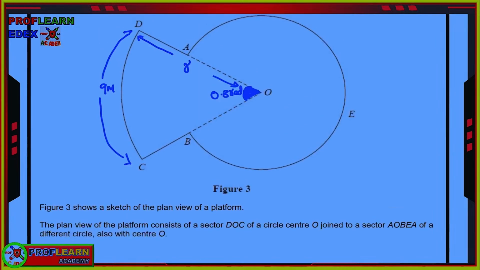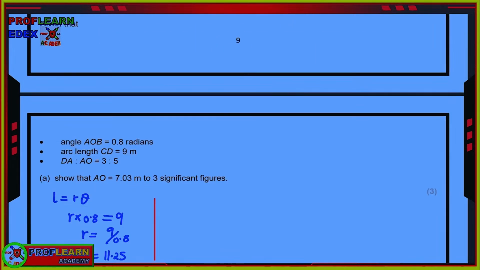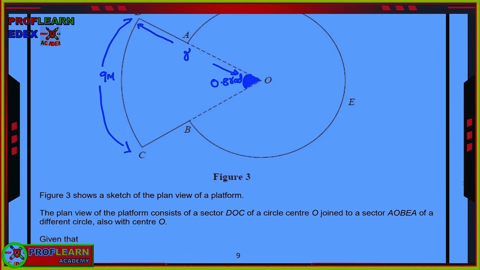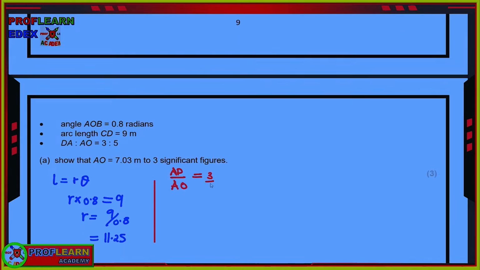Now, we also remember we were given the ratio, so we can express the ratio as a fraction, right? And we can say this is going to be 3:5. We can let AO be x, so that we can say AD over x equals 3/5. So it means that our AD is going to be 3/5 x.